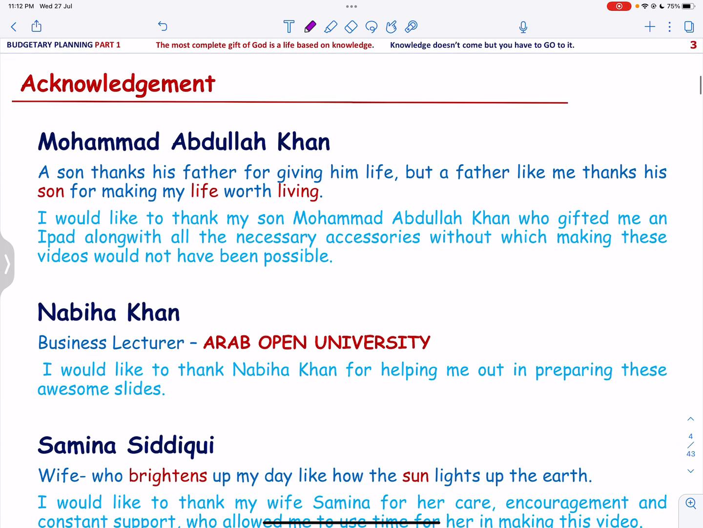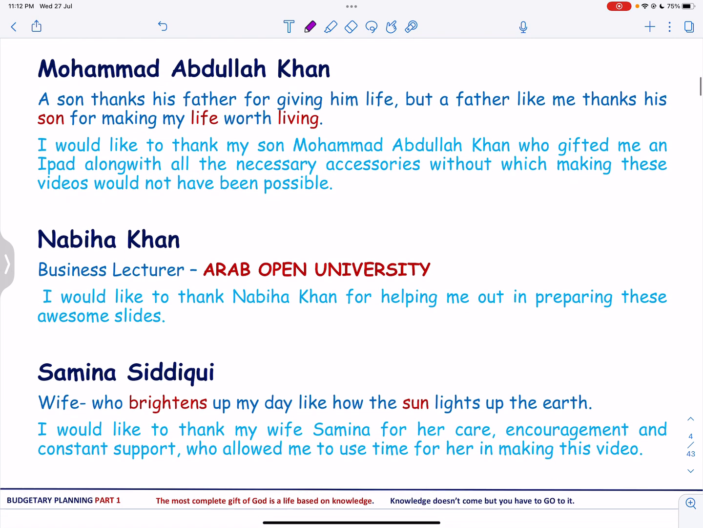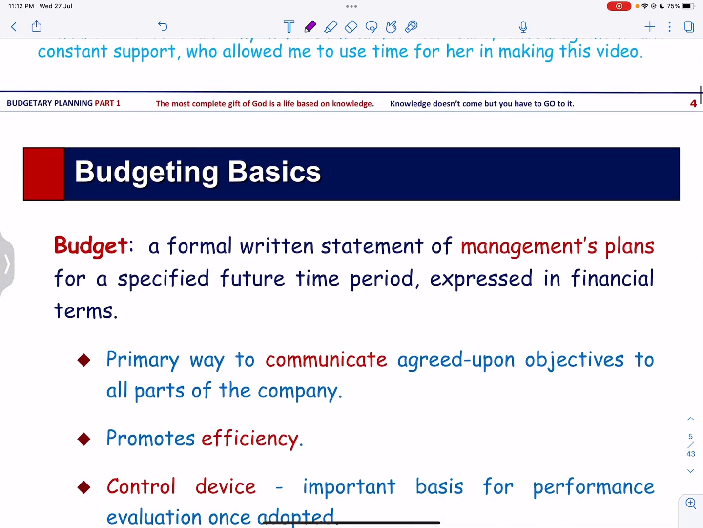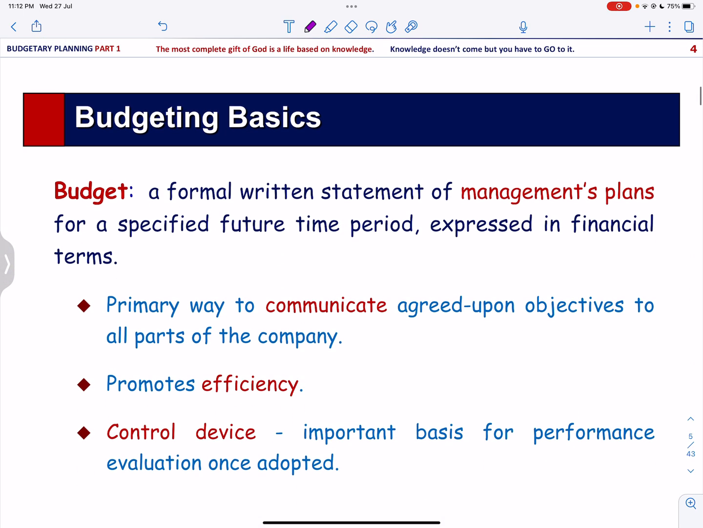Let us start with budgetary basics. A budget is an estimation of revenue and expenses over a specified future period of time and is usually compiled and re-evaluated on a periodic basis. Budgets are an integral part of running any business efficiently and effectively.